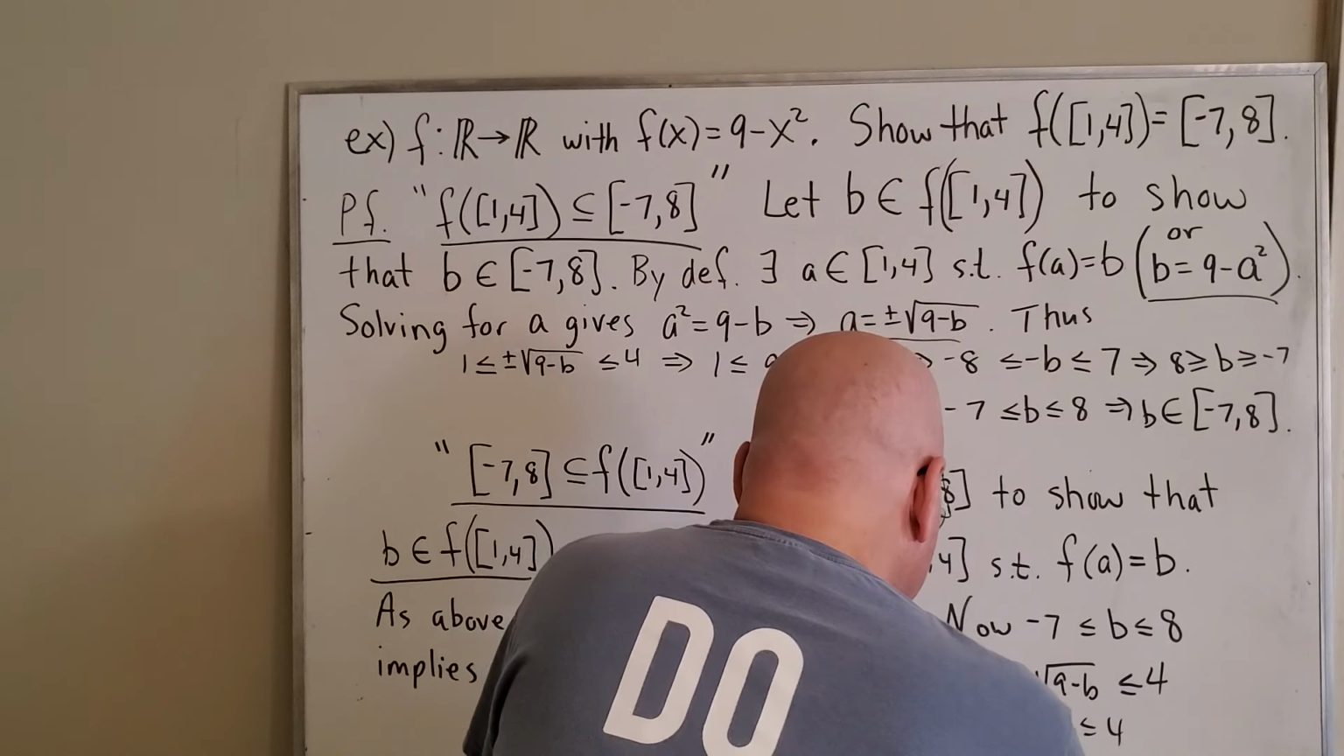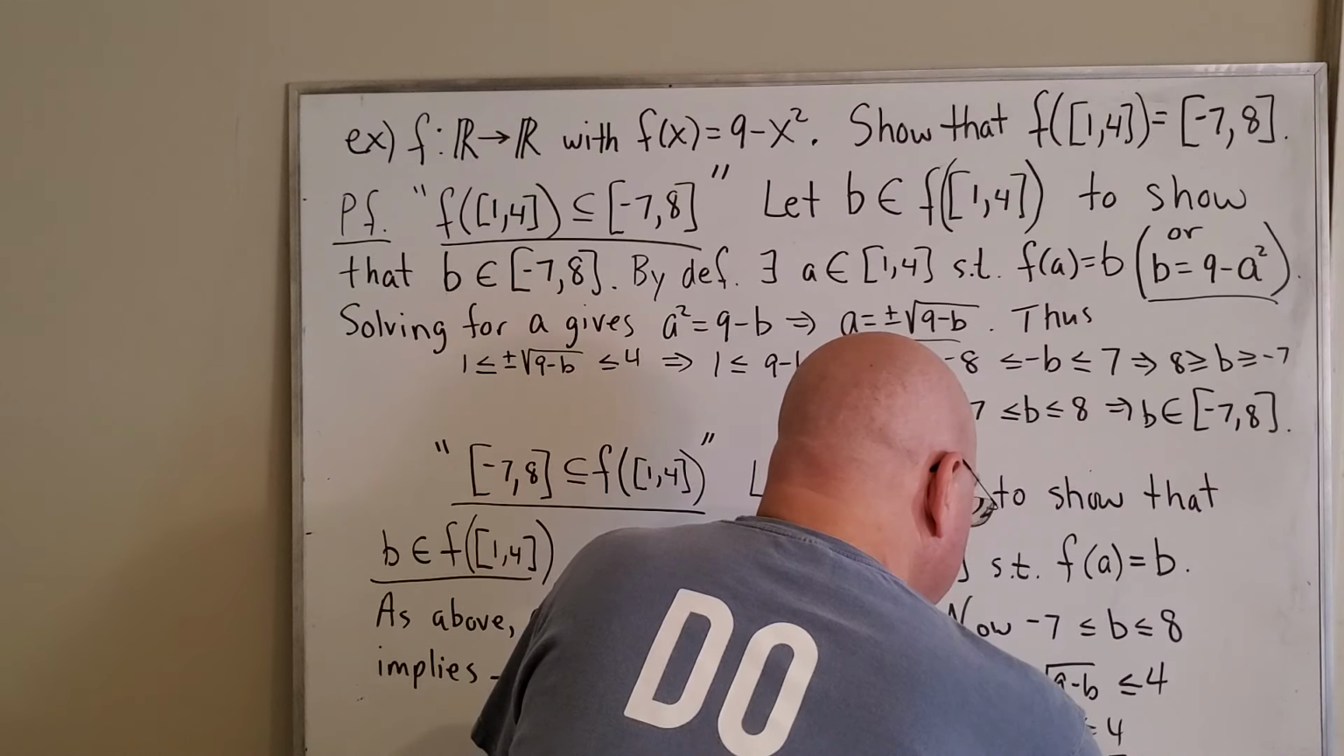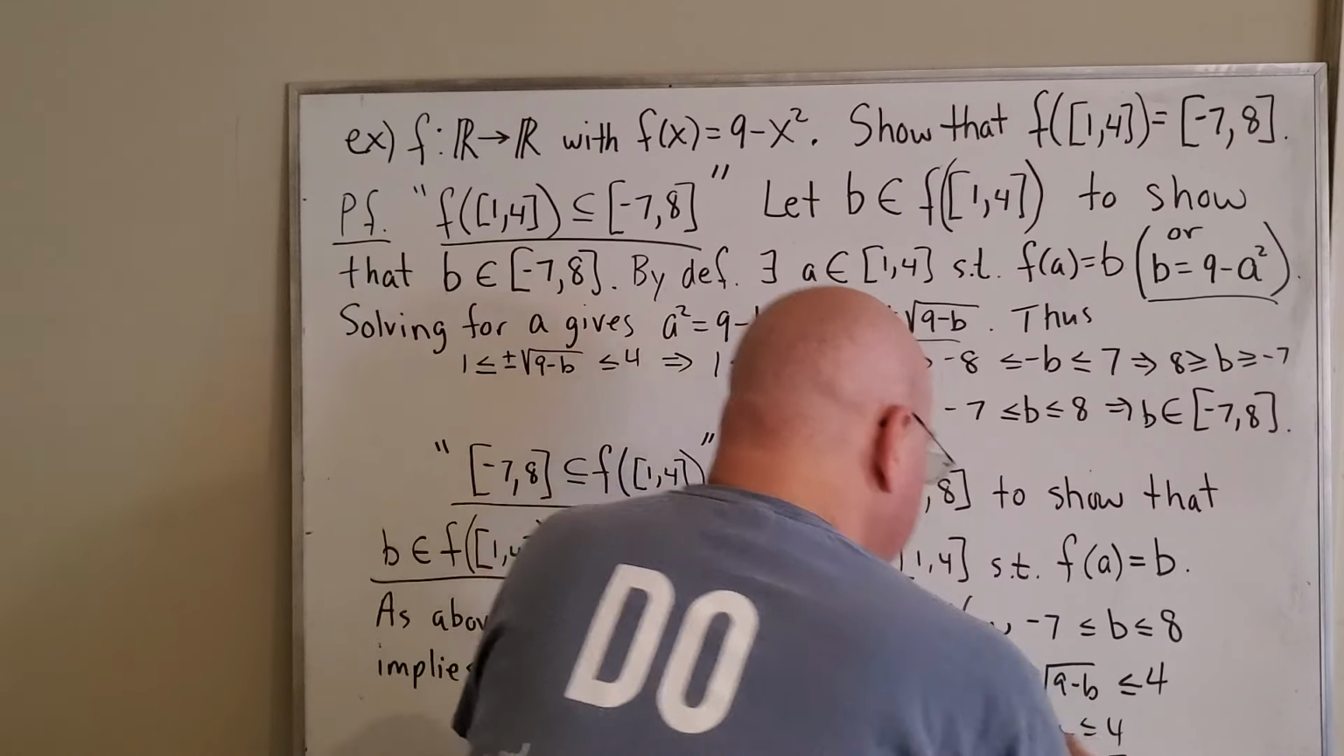So I'll go ahead and say a is in [1, 4]. And that is the end of that proof.